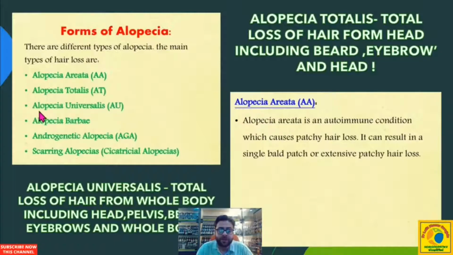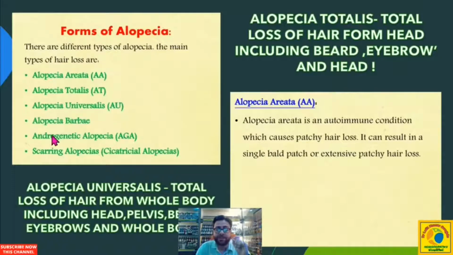Now the third term is alopecia universalis. What is it? Most of you can understand that alopecia universalis means total loss of hair from the entire body. The patient of alopecia universalis does not have any hair on any part of the body. They lose axillary hair, chest hair, pubic hair, hairs on the hands and feet, hairs on the head, and hairs everywhere.